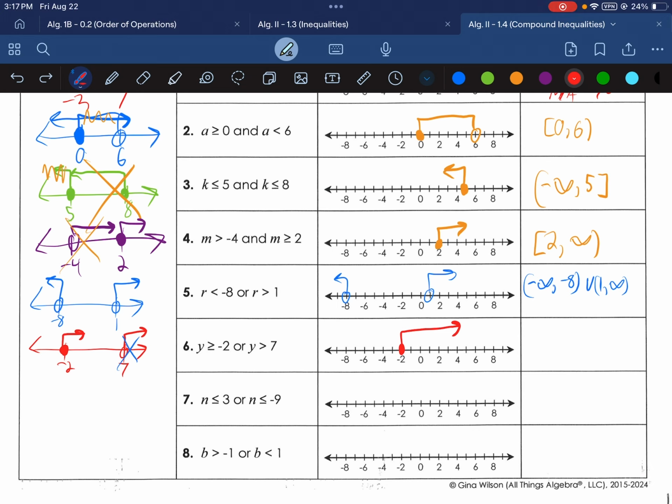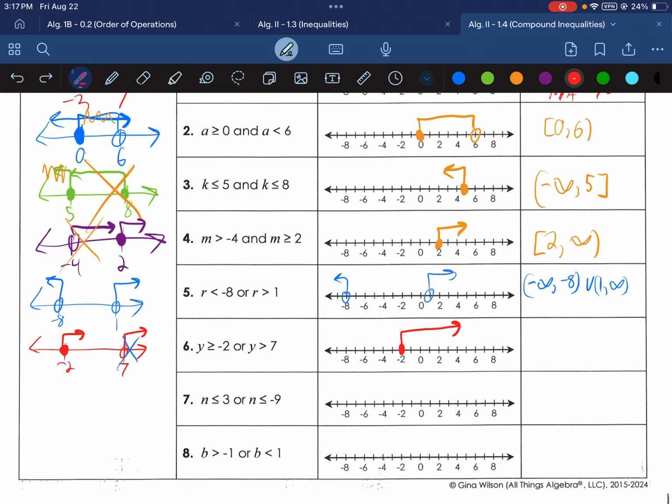So I like to think of it as: with AND, you want the overlap between the two, or the one that covers less. It's more specific, where OR is less specific. So writing the interval notation for this is like our ones from 1.3, where we have -2 comma infinity, and -2 has a bracket.